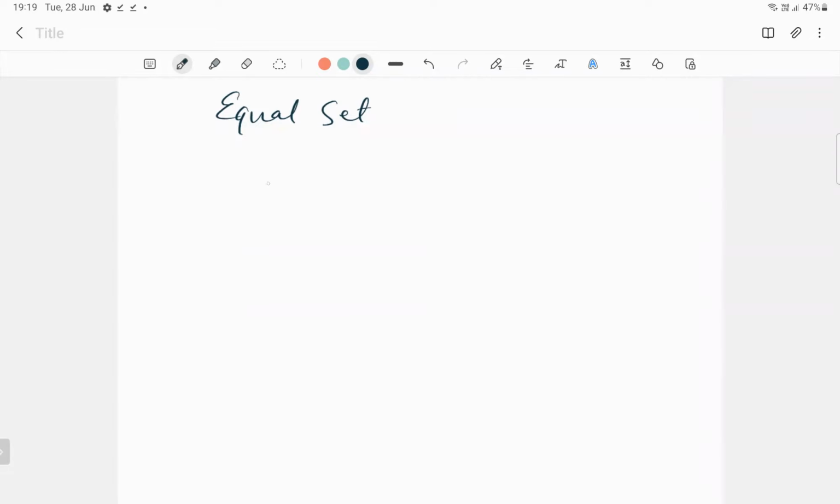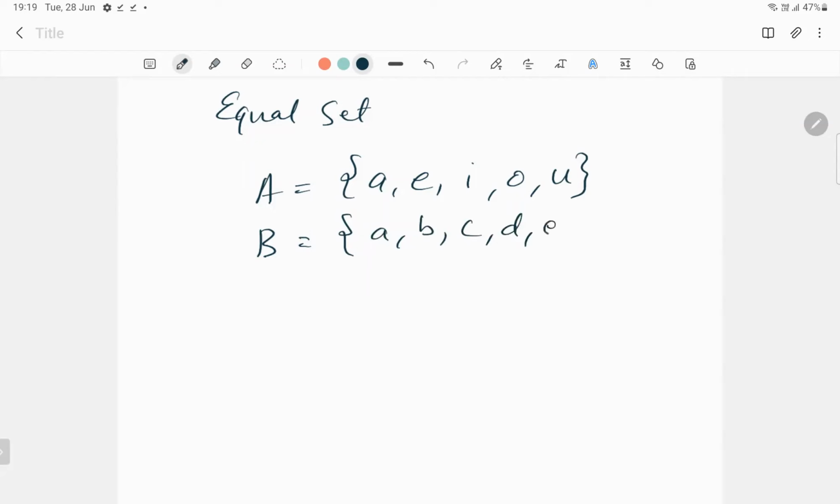Why? Because let's say there is a set A: A, E, I, O, U. Of what are these? Elements. And I'm giving you a set B: A, B, C, D, E. For sets to be equal, if I'm saying set A equals set B, where they are obviously not equal here, then all the elements of A must be in B, and all the elements of B must be in set A. So we write A must be a subset of B, and B must be a subset of A. Now, what is a subset?